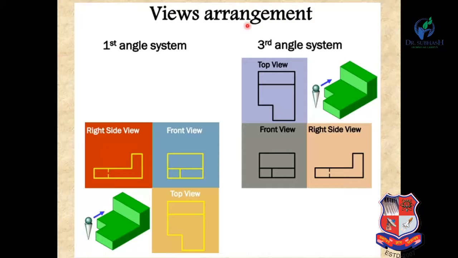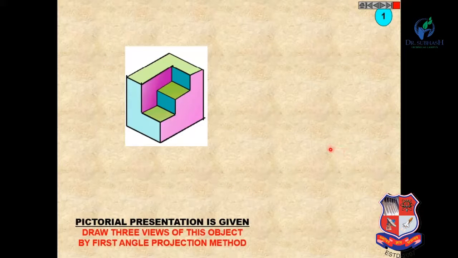Now for the views arrangement, as discussed earlier, in the first angle projection method, here is our object. The front view is above the XY line, the top view is below the XY line, and the right hand side view is left of the front view. And in the third angle projection method, the front view is below the XY line, the top view is above the XY line, and the right hand side view is right of the front view.